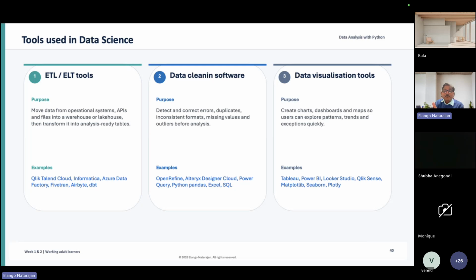Okay, Matplotlib is Natarajan, yeah. I have one question. How do you decide which data should be filtered out?